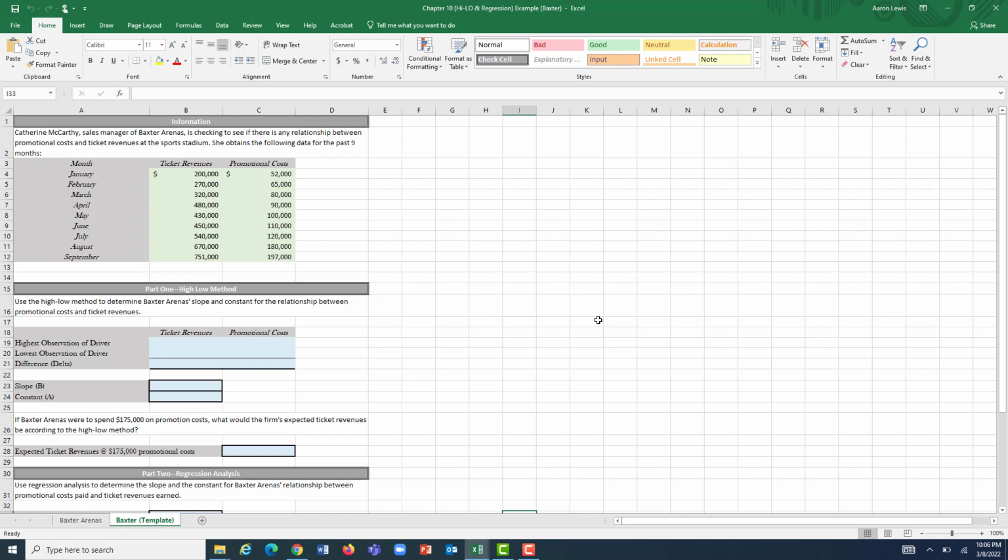She's going to look at the historical data they have to find the relationship between how much they spend on promotional costs and how much they end up generating in revenues from ticket sales. She found those figures from January through September, which are all listed in the chart here. And we can see a quick relationship just looking at this. The more that Baxter spends on promotional costs, the more ticket revenues they generate.